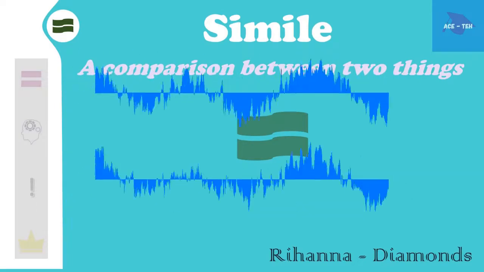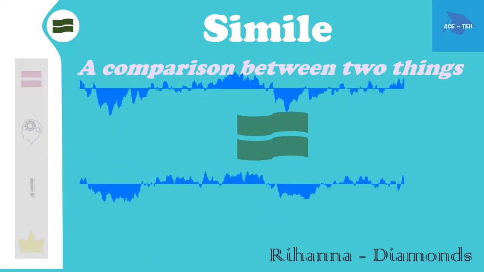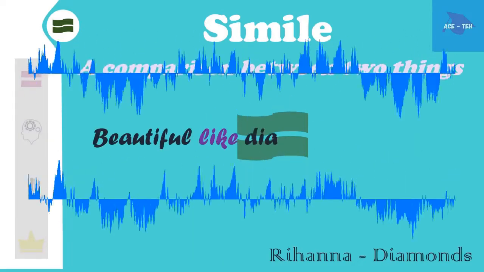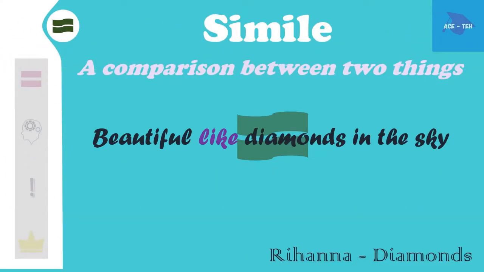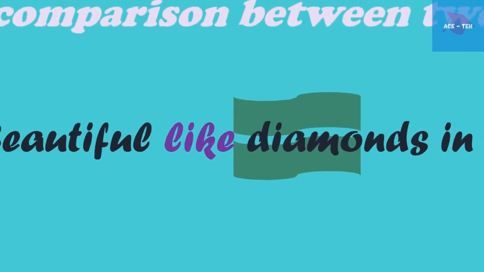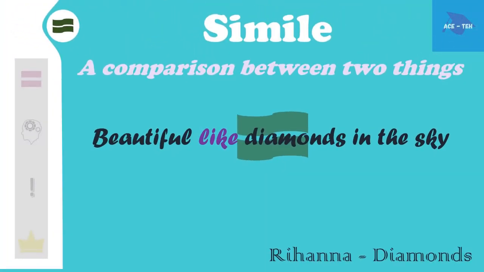You and I were beautiful like diamonds in the sky. Here, beauty is compared to the diamonds in the sky or stars with the use of the word like.